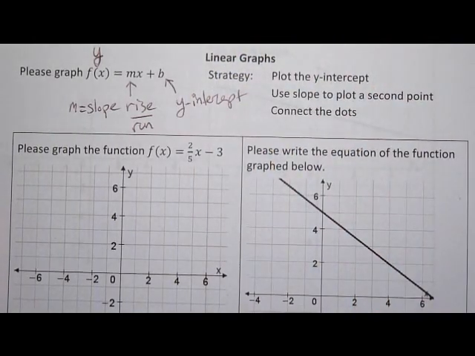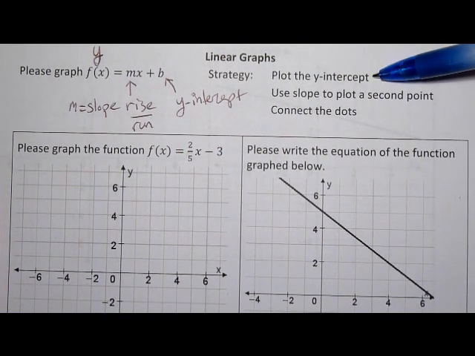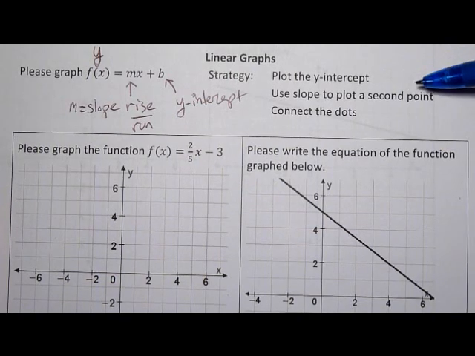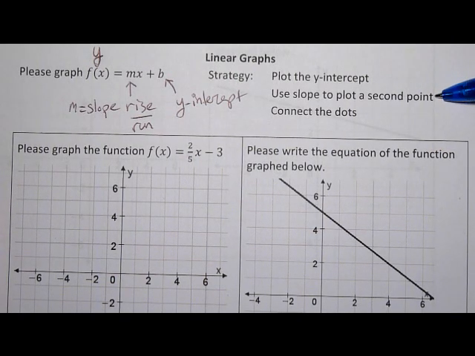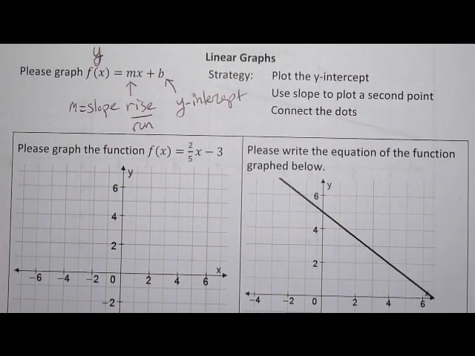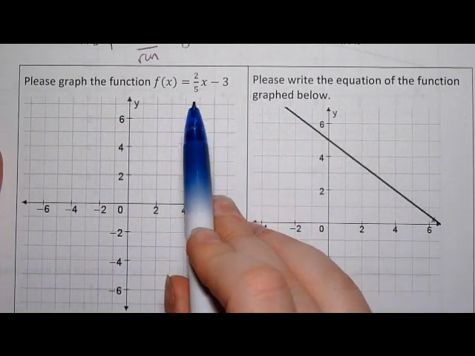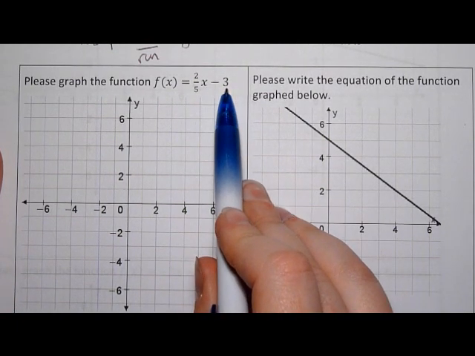Slope-intercept form is often called the standard form of a linear equation because it makes it very easy to graph our line. The strategy is to first plot the y-intercept, then to use the slope to plot a second point, and to connect the dots to graph our line. So, in the example down here, f of x equals 2/5 x minus 3.